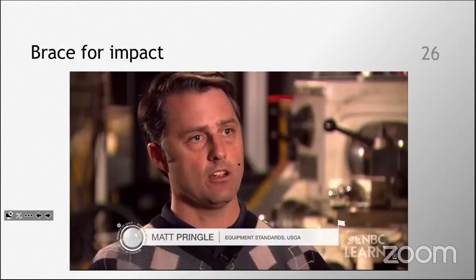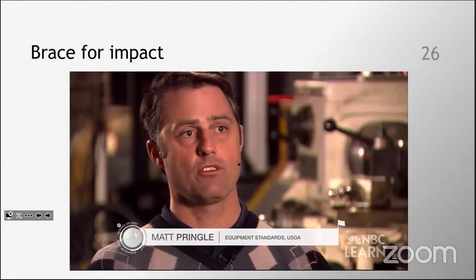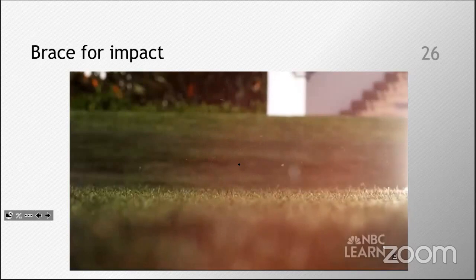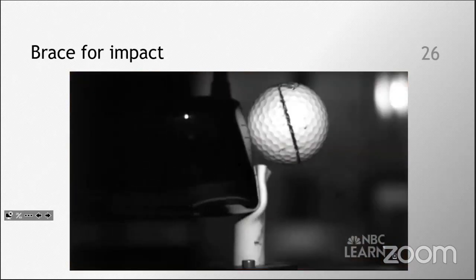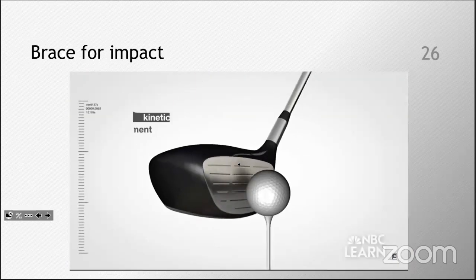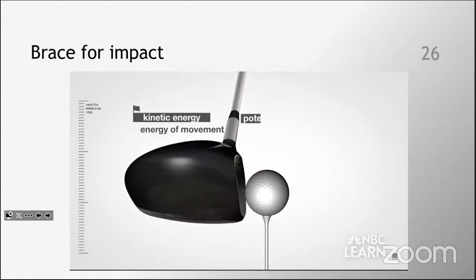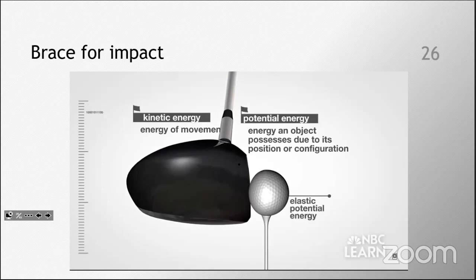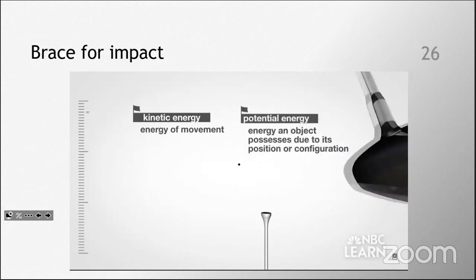When the driver hits the golf ball, there could be 2,000 or 3,000 pounds of force between the two. When you put 3,000 pounds of force on a golf ball, it can only do one thing, and that's deform. Unlike kinetic energy, the energy of movement, potential energy is the energy an object possesses due to its position or configuration. The ball's compression produces elastic potential energy because of the way it compresses just before springing back.